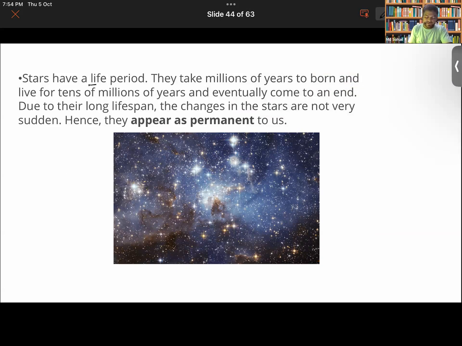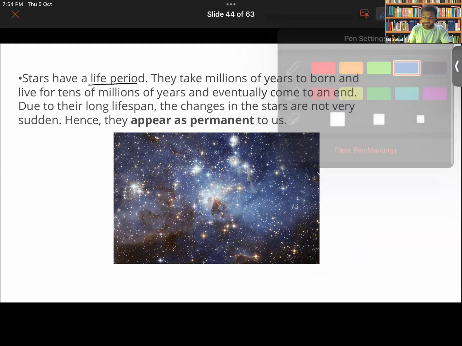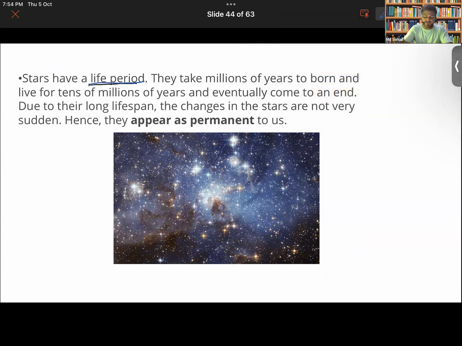All the stars have a life period. जैसे हमारी life period होती है, in the same manner, stars have different stages in their life. इसकी भी अलग-अलग life की अलग-अलग stages होती हैं.